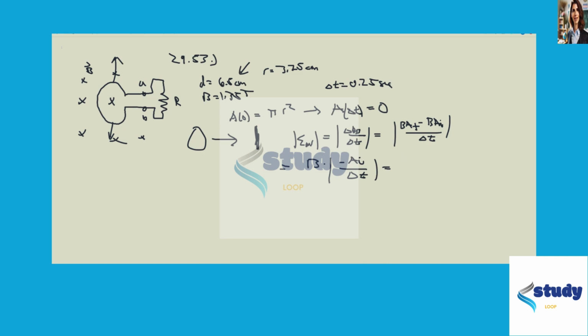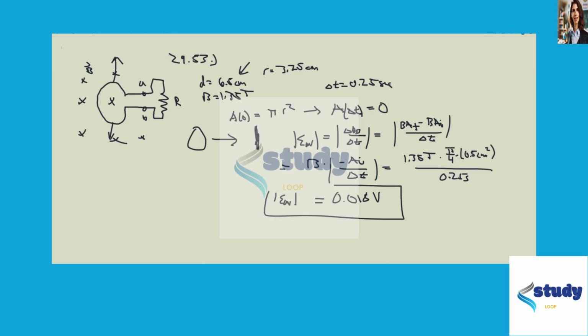And this, we can now plug all into our calculator. We have 1.35 Teslas times pi over 4 times 6.5 centimeters squared, and then all over 0.25 seconds. When we convert all those units right and plug it in our calculator, we should see this is 0.018 volts. And that's our average EMF during that time.